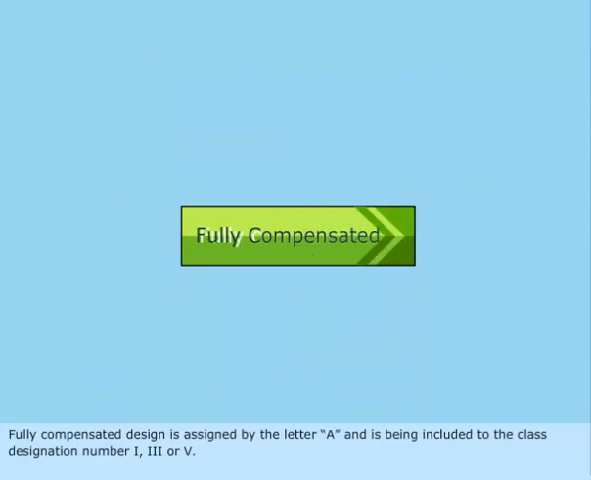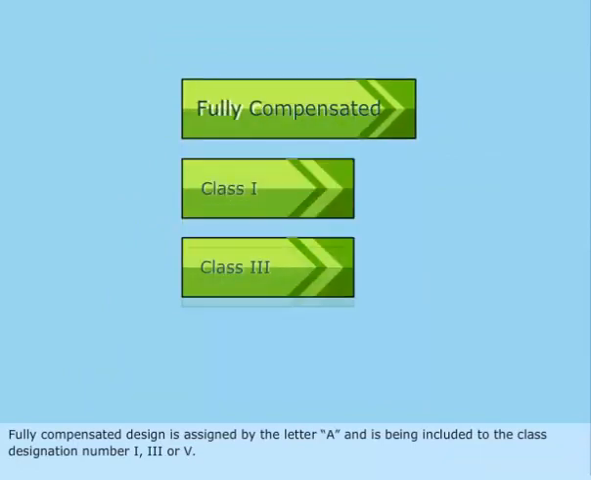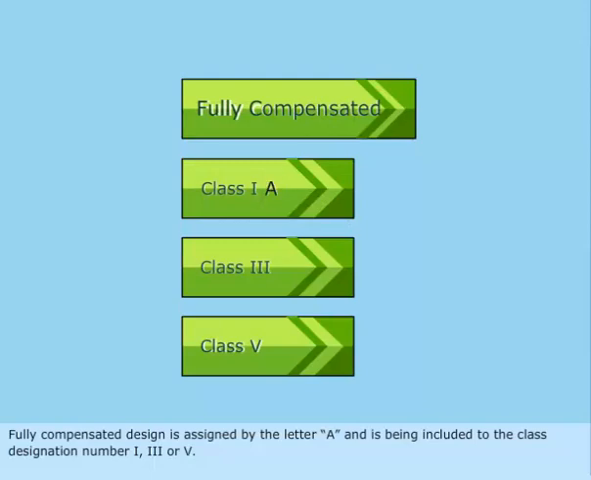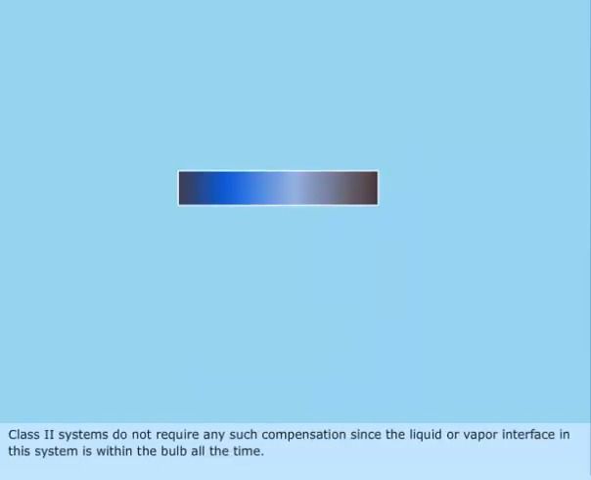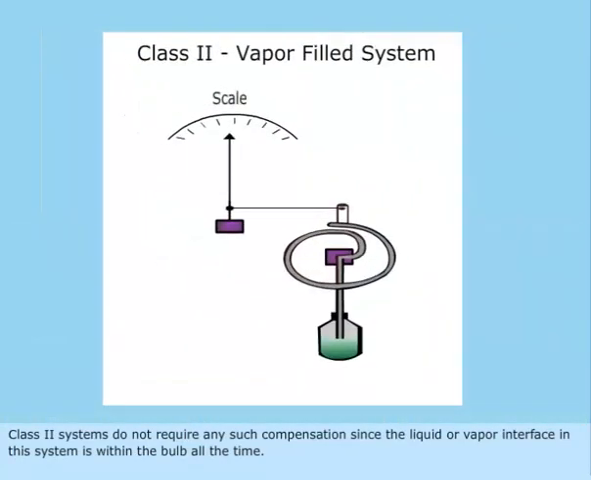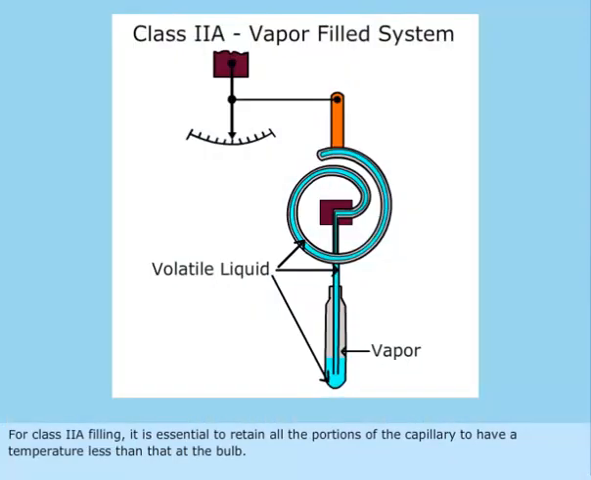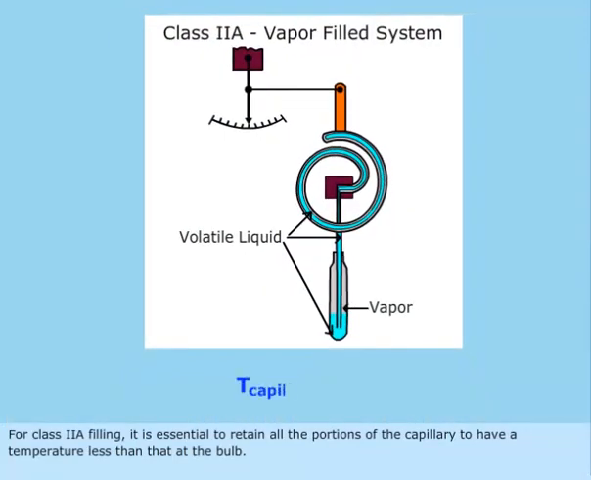Fully compensated design is assigned by the letter A and is included in the class designation number 1, 3, or 5. Class 2 systems do not require any such compensation since the liquid or vapor interface in the system is within the bulb all the time. For Class 2A filling, it is essential to retain all the portions of the capillary at a temperature less than that at the bulb.